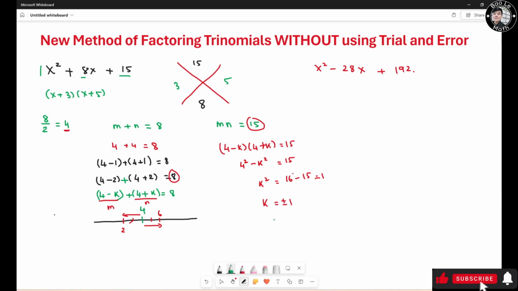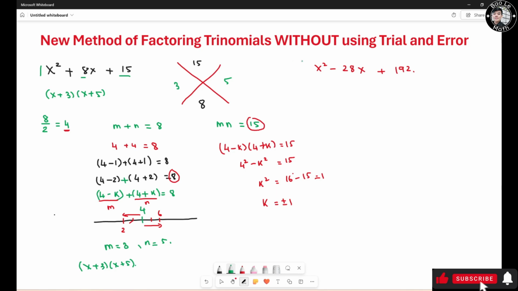Now I use either plus 1 or minus 1 and substitute back over here to get m and n. So I put 1 back here: m equals 3, and n equals 5. So the factors are s plus 3 times s plus 5. So this is the second method.